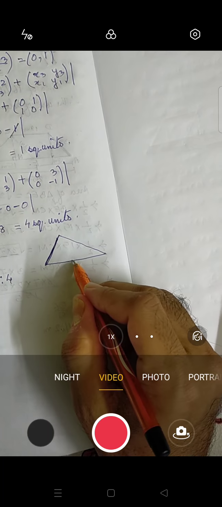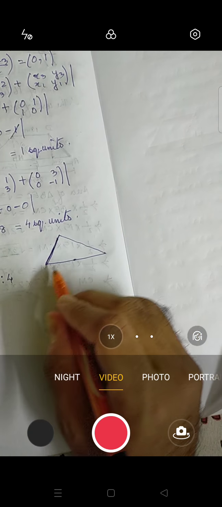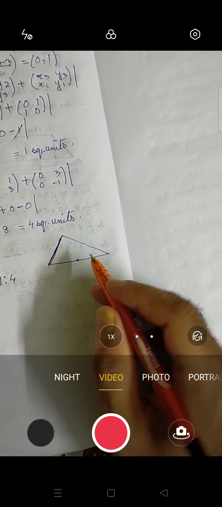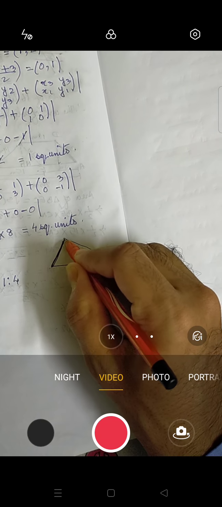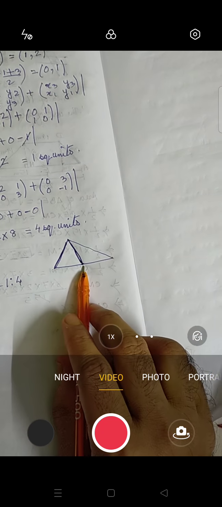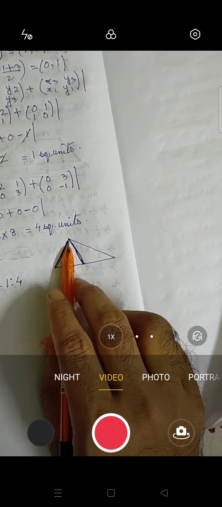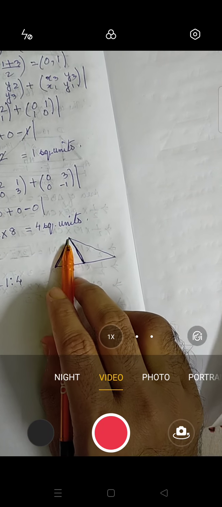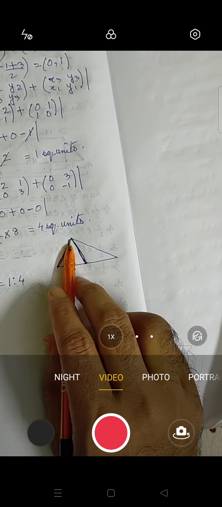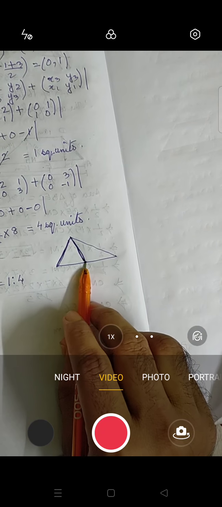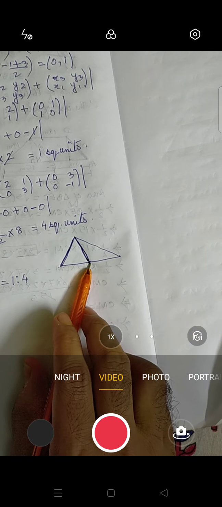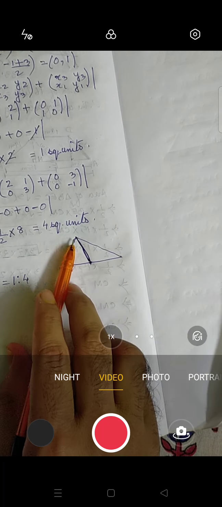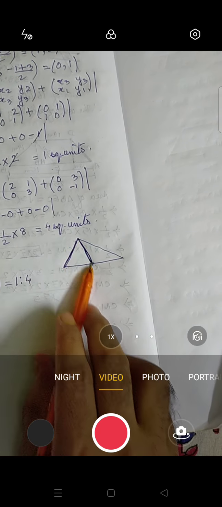Okay, and this is the midpoint of this triangle. That means this side, so I'm joining this one. So this is the median from the vertex to the opposite side. If we join the midpoint, this point is called the midpoint, and from this midpoint, if we join the opposite vertex, that is called the median. This is the median.